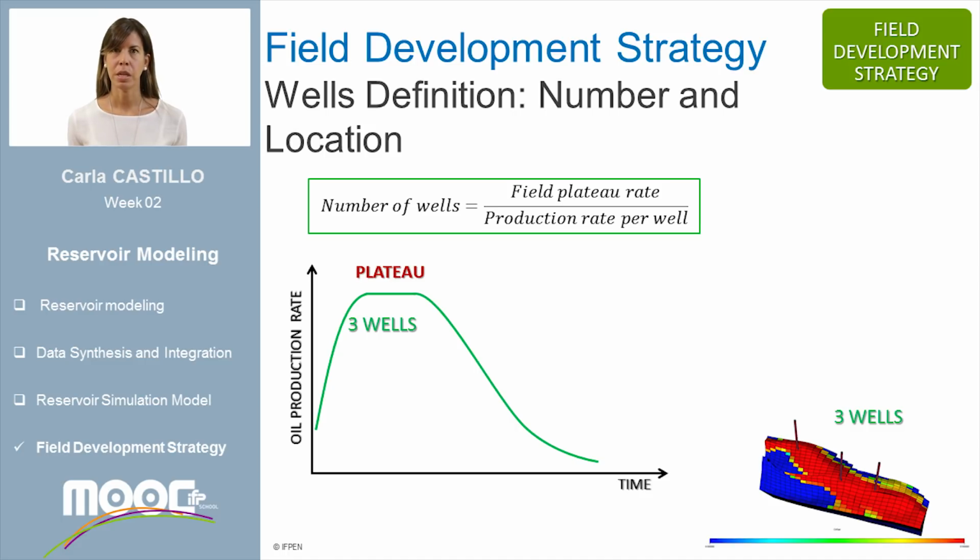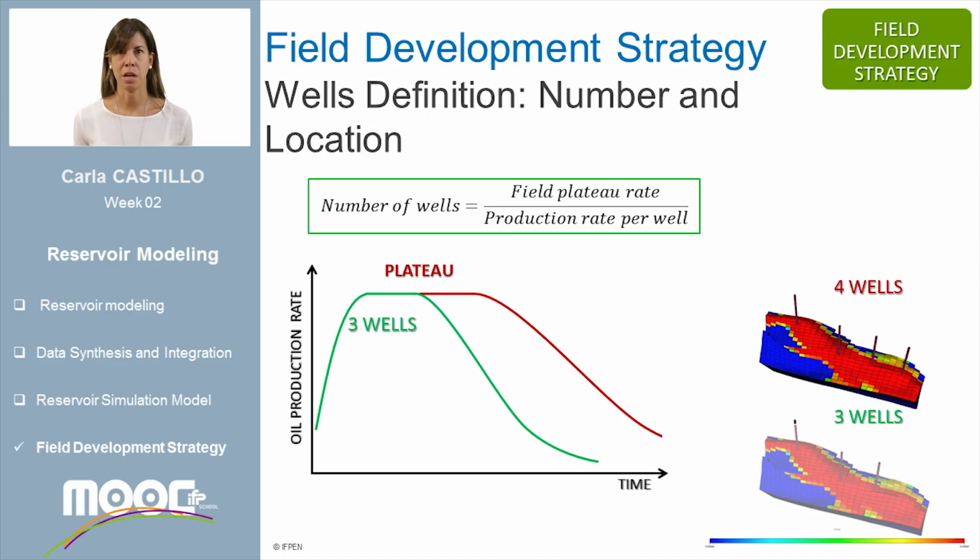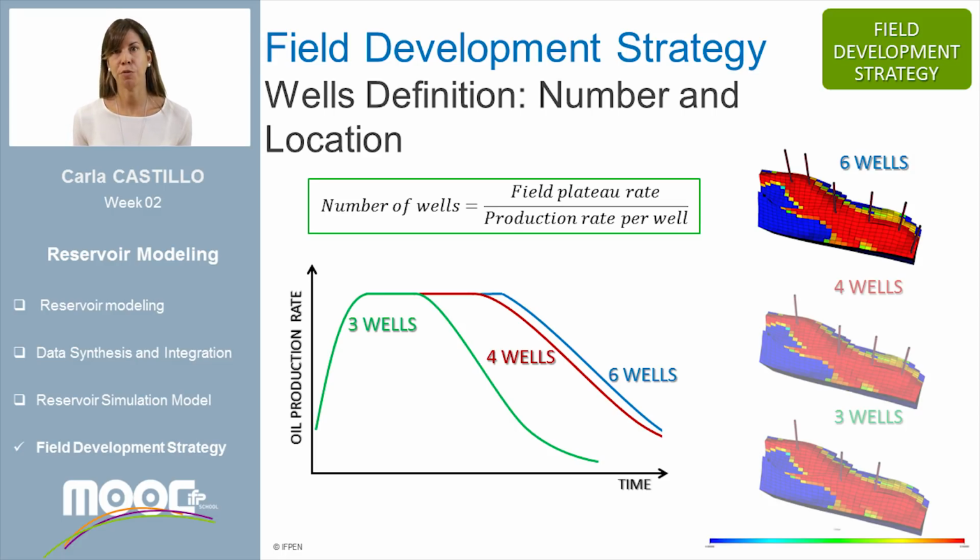In this example, the minimum number of wells to achieve the production plateau is 3. As we increase the number of wells, the plateau lasts longer. The difference between drilling 4 or 6 wells is very small. We must look then at the economic performance in order to make a choice. Is the incremental oil revenue higher than the investment? Have we reached the optimum number of wells?